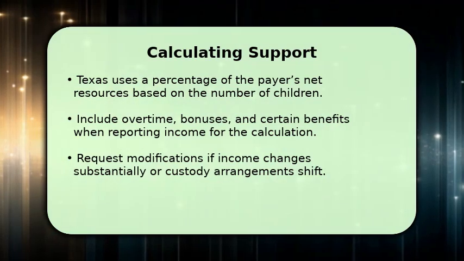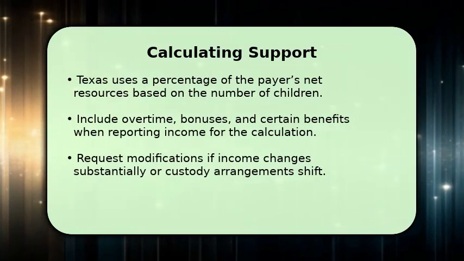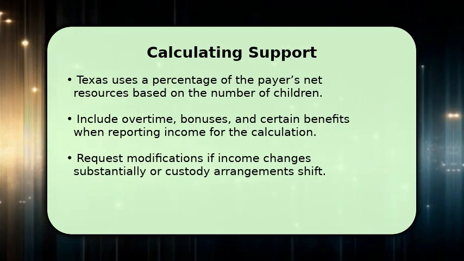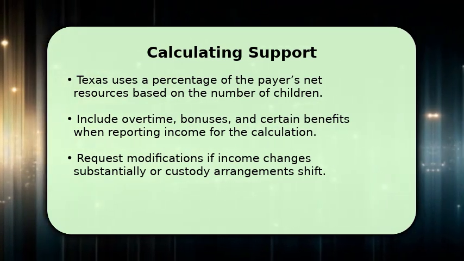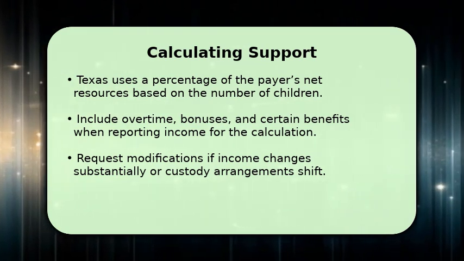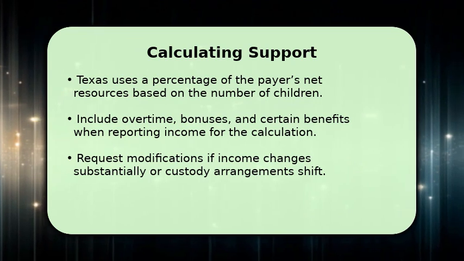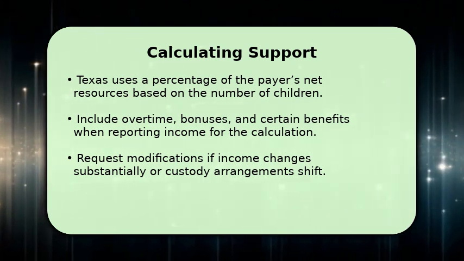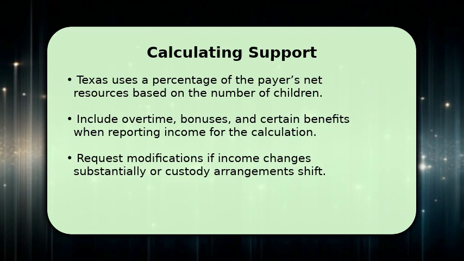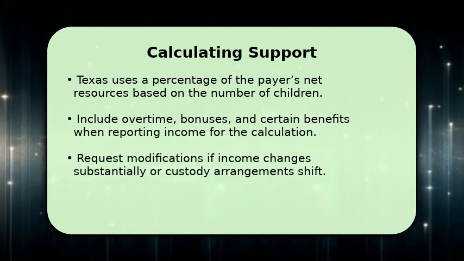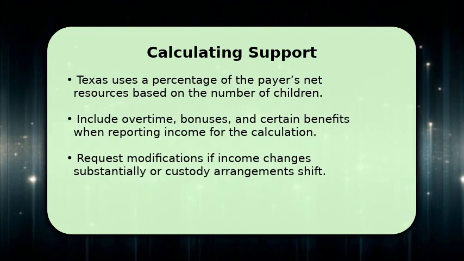Texas calculates child support as a percentage of the paying parent's net resources based on the number of children. Report wages, overtime, bonuses, and applicable benefits so the calculation is fair and accurate. If income or custody changes significantly, you can request a modification through the same office that issued the order. I will show examples of how percentages apply and what documents judges typically review to determine the final amount.